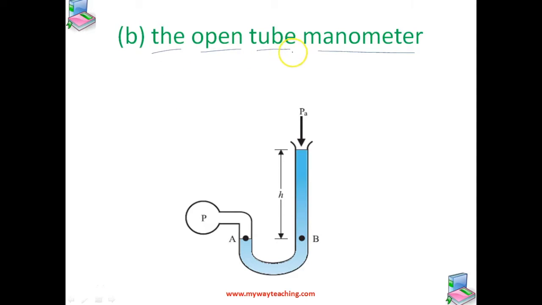We use the open tube manometer to measure pressure differences. It consists of a U tube containing a suitable liquid. You can see here the liquid is filled. It is of U shape. A low density liquid such as oil is used for measuring small pressure differences, and a high density liquid such as mercury for large pressure differences. Depending on the pressure difference, we use the oil or the mercury. One end of the tube is open to the atmosphere. This is the end, and the other end is connected to the system whose pressure we want to measure. So this is connected to the system.